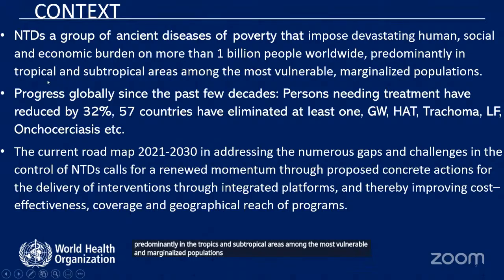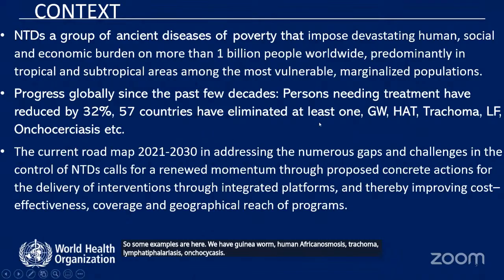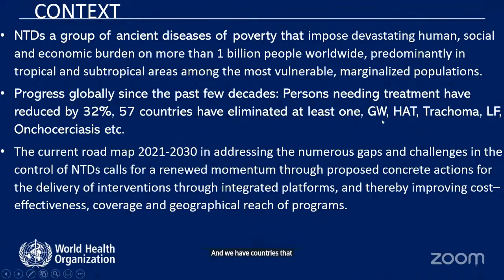And over the past few decades, yes, there has been some global progress. It is now known that the number of people needing treatment has reduced by about 32%. And countries are making efforts to eliminate these diseases. So now we have about 57 countries having eliminated at least one of the diseases. Some examples are here: guinea worm, human African trypanosomiasis, trachoma, lymphatic filariasis, onchocerciasis, and so on. And we have countries that have been able to eliminate these diseases.